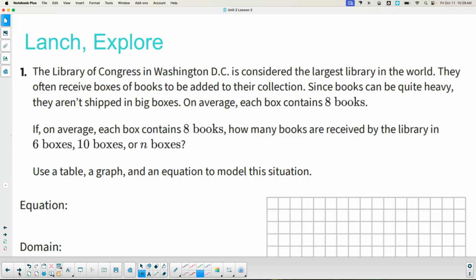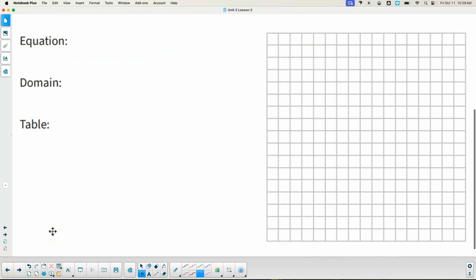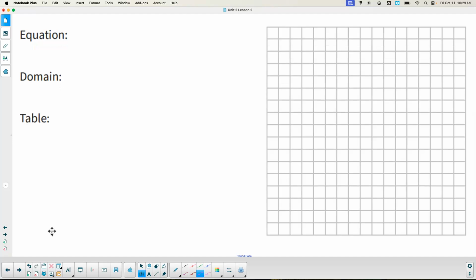If, on average, each box contains 8 books, how many books are received in the library in 6 boxes, 10 boxes, or n boxes? Use a table, a graph, and an equation to model this situation. Okay? Well, let's start with a table.